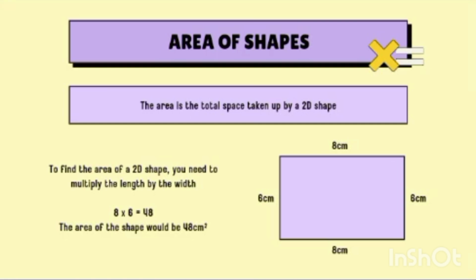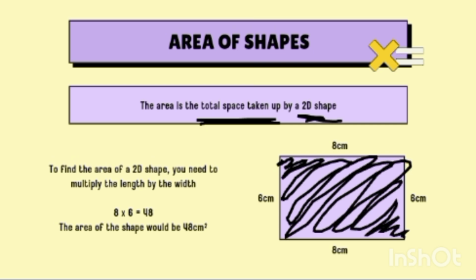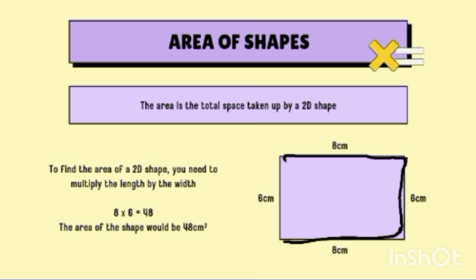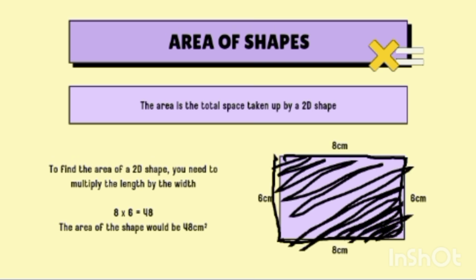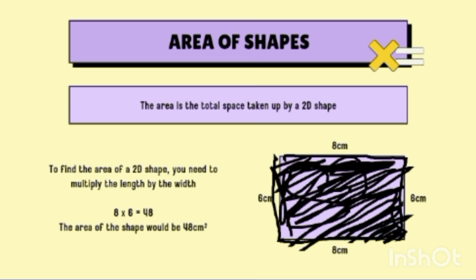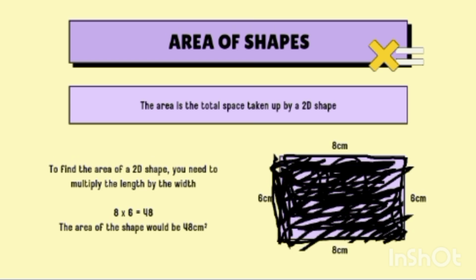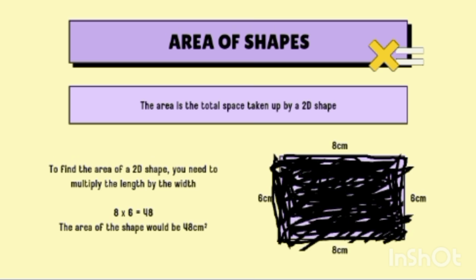Area is the total space taken up by a 2D shape. If you notice the definitions, both area and perimeter are talking about a 2D shape. So what is area? Area is the total space inside the shape. Over here we have a rectangle, and the space inside the rectangle is our area. The part I'm shading is the area. This is the part which is taken by the shape. So this is the area.